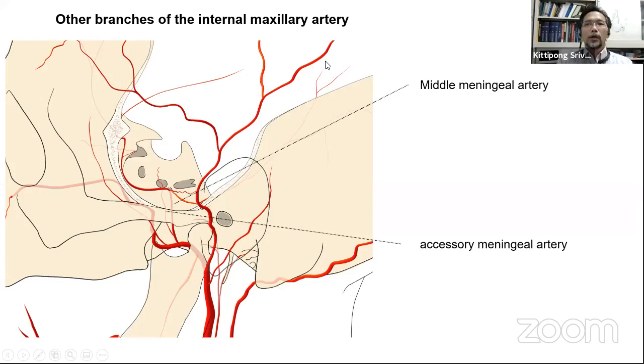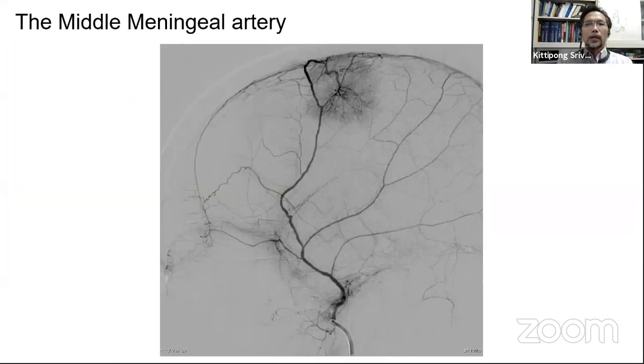Okay, so we will focus on some of the branches of this internal maxillary artery. So these are the two components of this one. The middle meningeal artery is a very prominent branch of this internal maxillary artery. It arises from the proximal part of the internal maxillary artery. It goes through the foramen spinosum and supplies literally the whole system of the dura mater of the cranial vault.